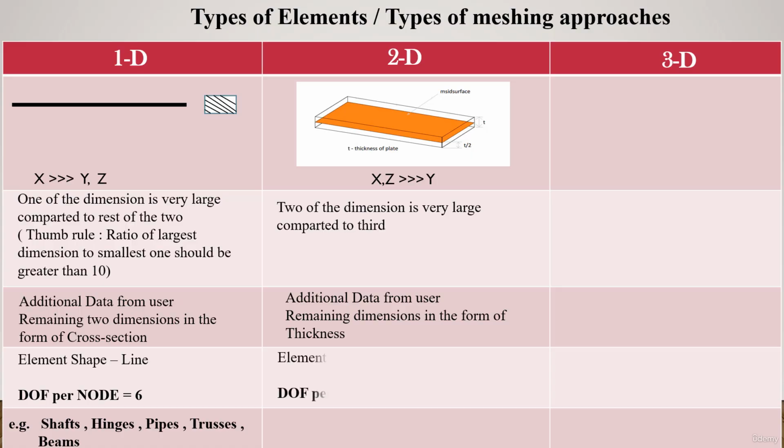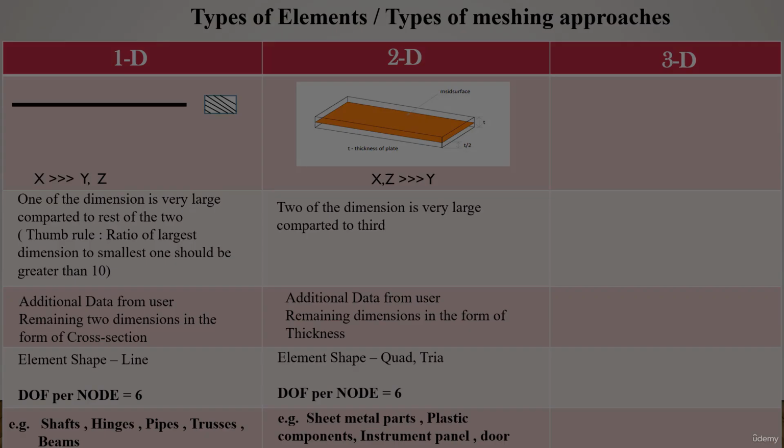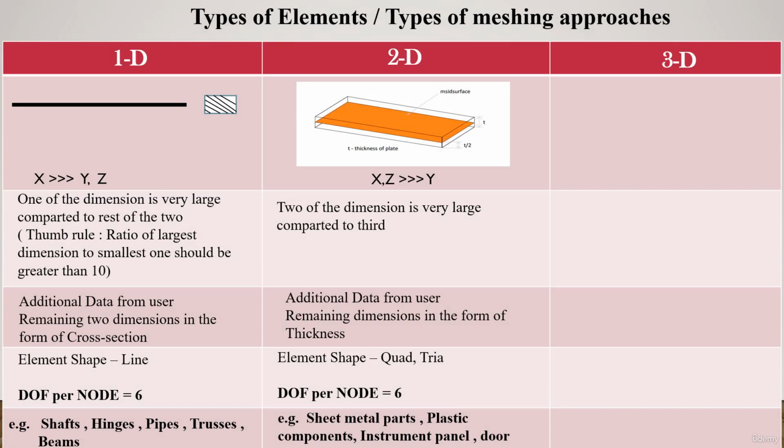In case of 2D, we have two types of element shape, quad and tria. And in case of 2D, degrees of freedom per node are 6. Applications of 2D include sheet metal parts, plastic components, instrument panel and many of the components in the door assembly. And last but not least, 3D meshing.